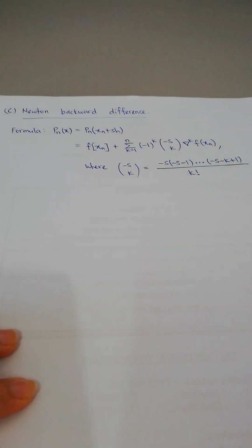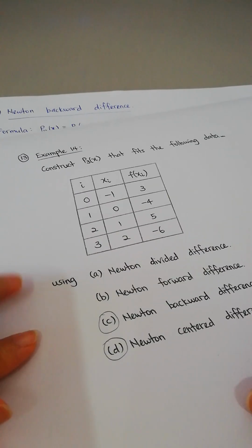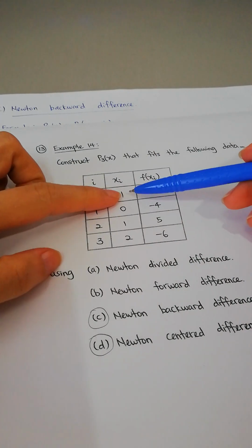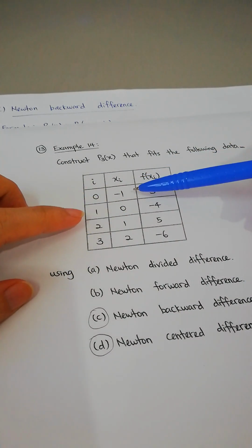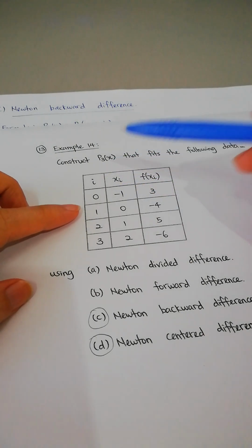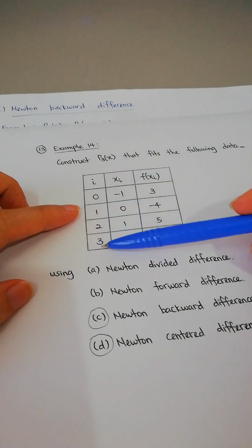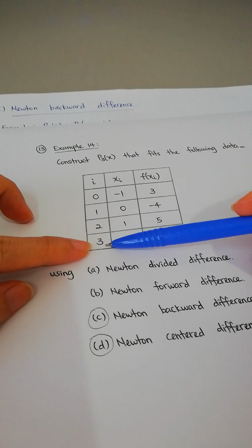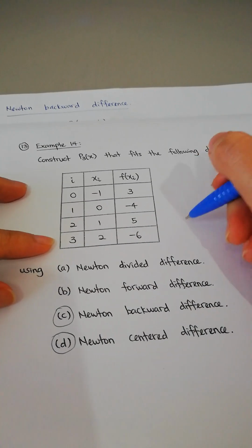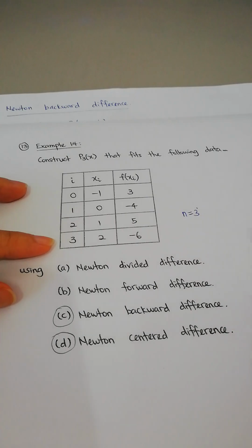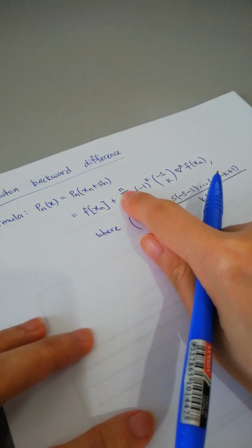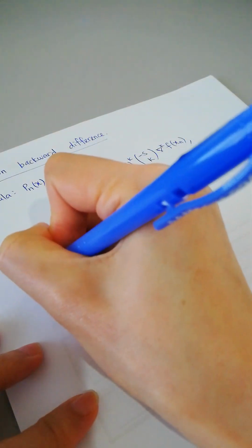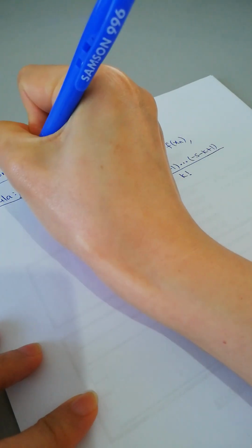Now, you know that you are given 4 data points. That means 1, 2, 3, 4. But we know that for the data points, we calculate the index beginning from 0. So you have 0, 1, 2, 3. And then we know that n is equal to 3. So for this case, our n is equal to 3, and n here is equal to 3.